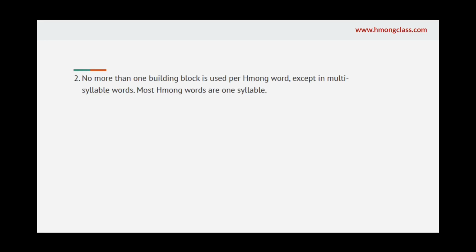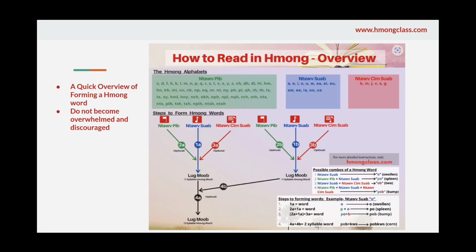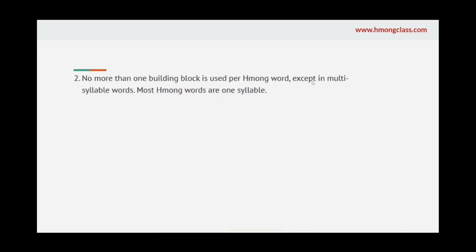Okay, so just keep in mind that no more than 1 building block is used per Hmong word. So if we look at this diagram again, what I mean is that you will not have a word where you have a consonant, and then a vowel. You only will use just one of each if you're using more than just the vowel. You'll never have an instance where you have a consonant, a vowel, and then a consonant, or a consonant plus a consonant, and then also a vowel. Okay, so rule number 2, no more than one building block is used per Hmong word.